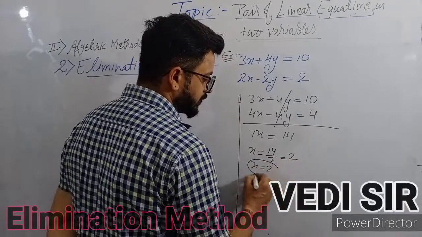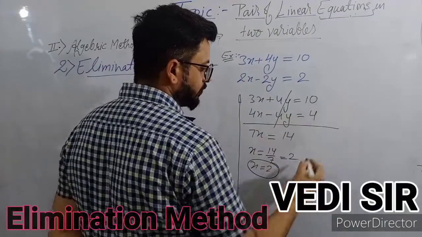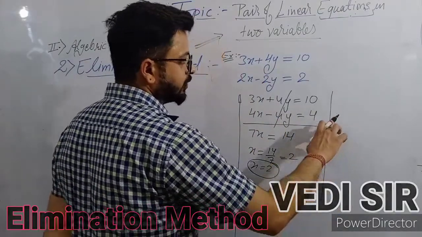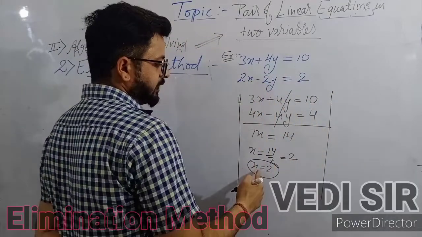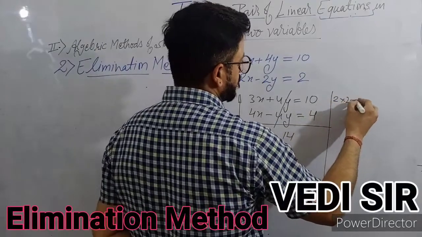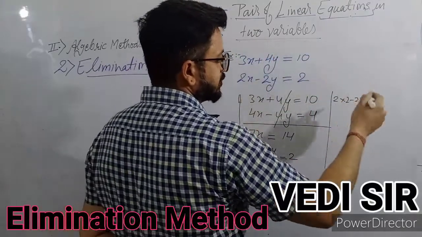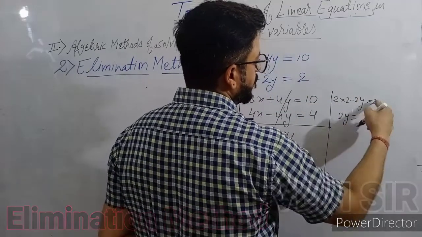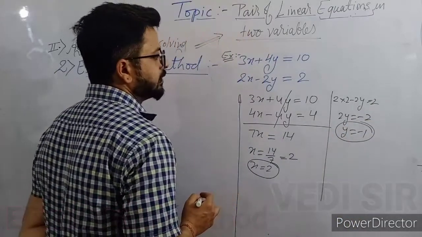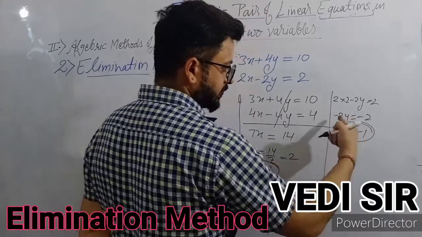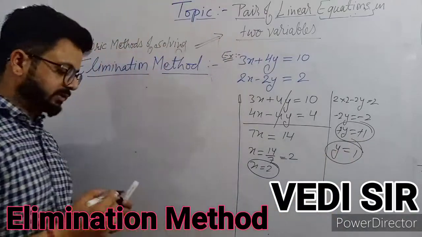X came 2. Now the x value will be placed in any of the two equations, and then we will get the value of y. So I will place the value of x in this equation. Now 2 into 2 minus 2y is equal to 2. This is 4, 4 will go that side. Then 2y is equal to 2 minus 4, minus 2. So y is coming minus 1, and this side is minus y. Sorry, minus y. Now minus is cancelled. Y is coming 1. Now this is the method.